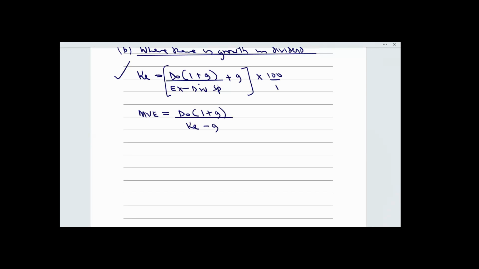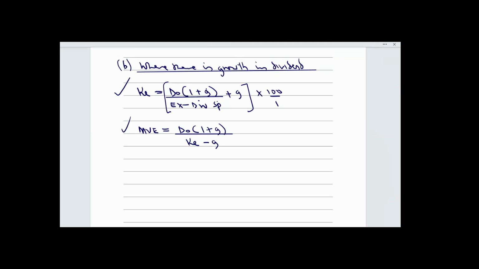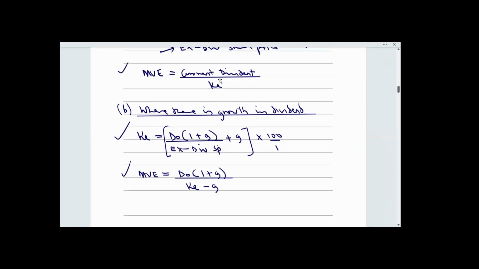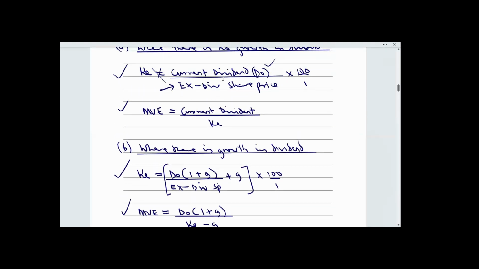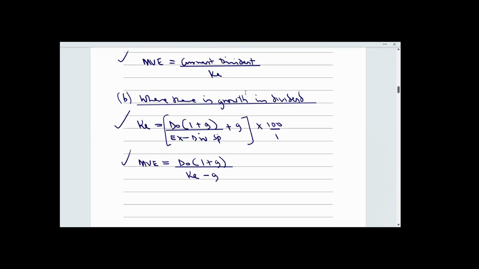All right. So of course, when you talk about market value of equity, it will be in Naira. When you talk about cost of equity, we said it's a rate of return, so it will be in percentage. So watch out. All right. So these are the two formulas that you can use to calculate cost of equity as well as the market value of equity using the dividend valuation model.